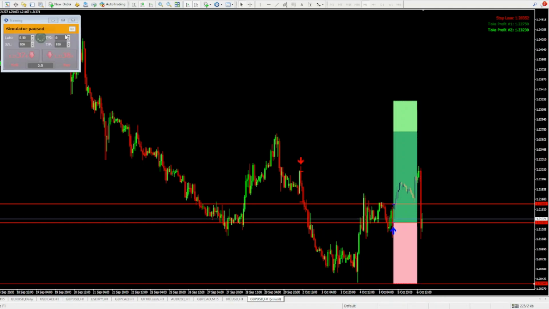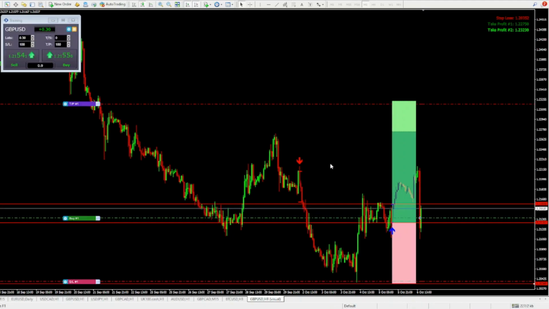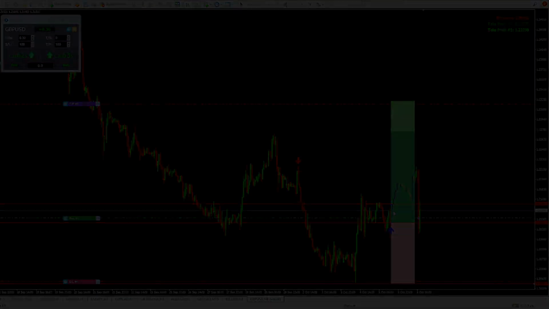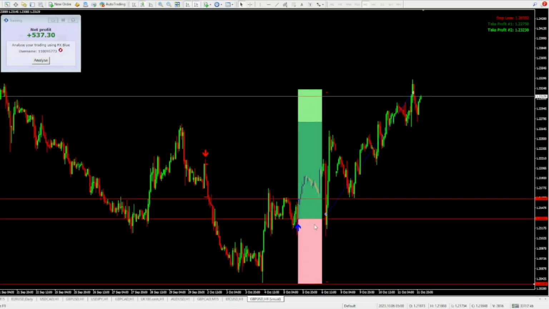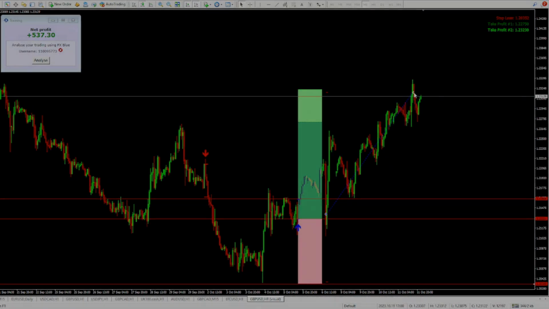By harnessing the power of institutional order blocks to identify key areas where the market is likely to reverse, we are able to enter this winning trade. Next, let's explore another trading example using this next generation indicator.